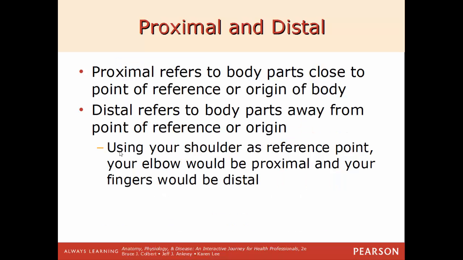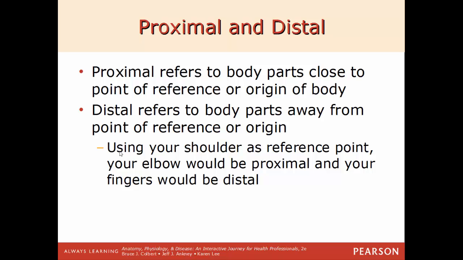All right, now we'll get into some other directional terms. The first group, proximal and distal. Proximal refers to body parts that are in close point of reference to the origin of the body, or really to the trunk of the body, to the chest. And distal refers to them being further away. So think of proximal as in proximity, being closer toward the trunk, and distal as being further in distance away.